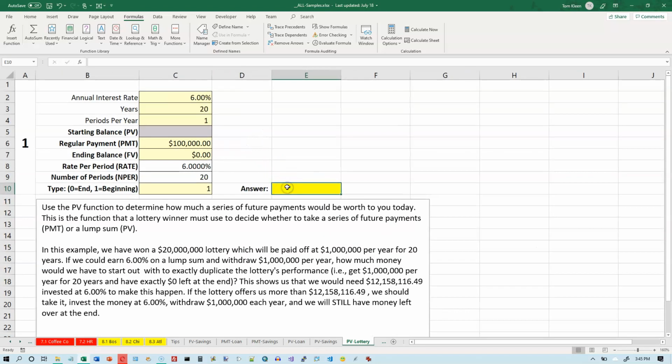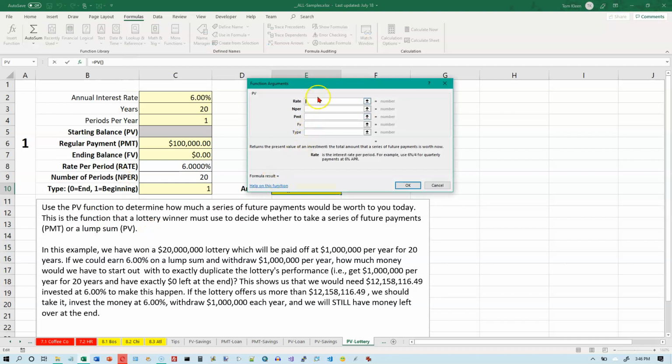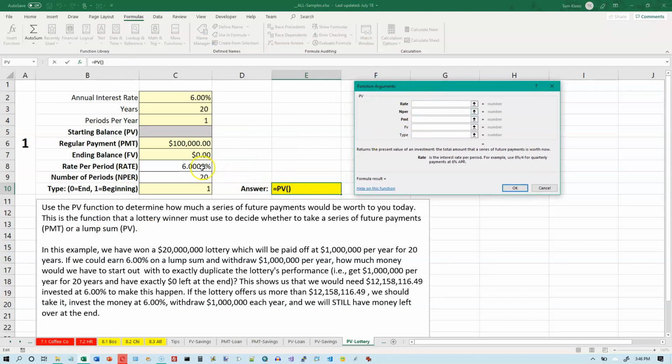Okay, so let's go over here. We'll put in the present value function. So let's go to our formulas tab and go to our financial functions and scroll down to the letter P. And let's do present value. And our rate is, now in this case, the number up here and the number down here are the same, but it's still best to use this number and this number down here, just in case the number of periods per year would change or the number of years would change.